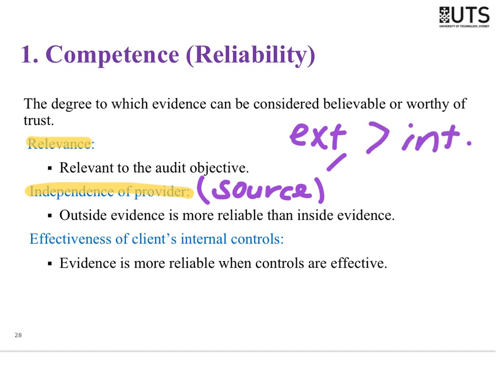Why? Ladies and gentlemen, as soon as evidence passes through or is generated by the client before it gets to us, it loses a bit of reliability. Why? The risk of manipulation. Let me tell you an example. I don't know what client this was for, and it wasn't me personally, it was one of my friends, but basically what happened in a particular audit engagement was that the client gave the auditor their bank statement. Right? Now, as we all know, because we all have our bank accounts, the bank statement is prepared by the bank and then they send it to you.